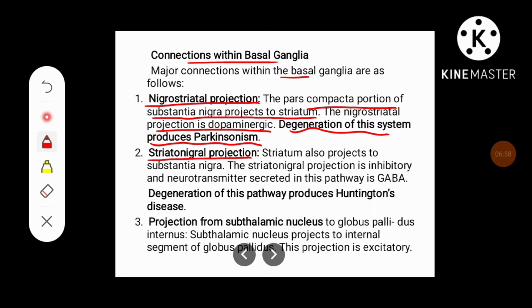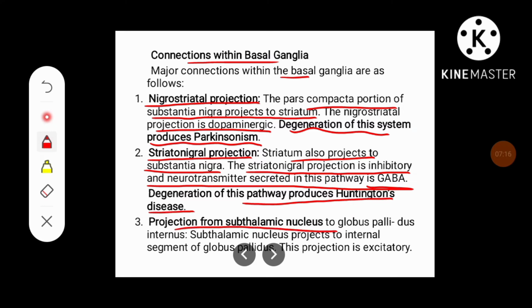Striatonigral projection. The striatum also projects to the substantia nigra. The striatonigral projection is inhibitory, and the neurotransmitter secreted in this pathway is GABA. The degeneration of this pathway produces Huntington's disease.